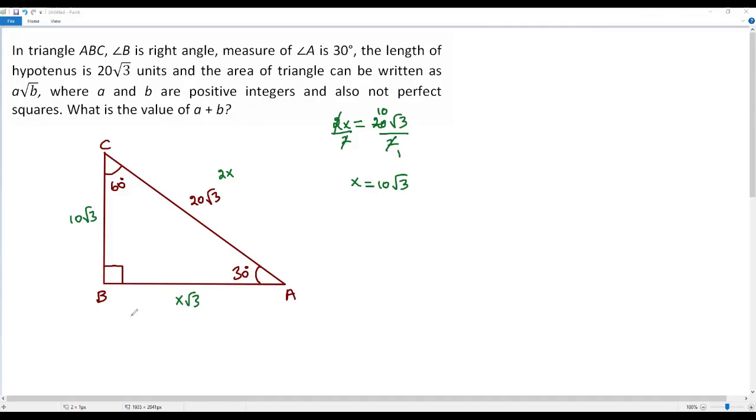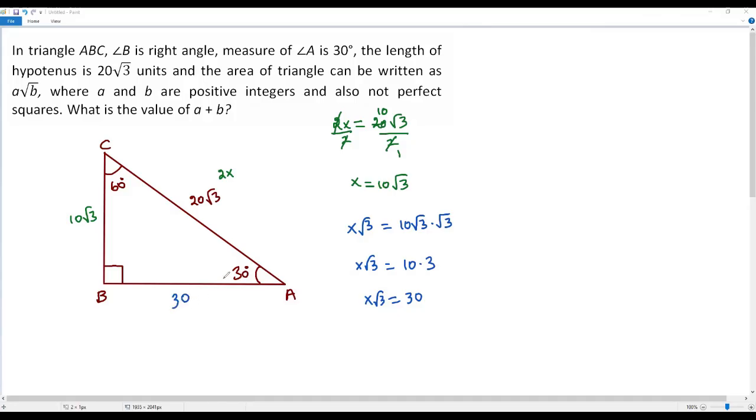Now to get the length of the leg AB, we have to get the value of x times square root of 3. Let's multiply both sides of this equation by square root of 3. Then we have x times square root of 3 on the left side. On the right side, 10 times square root of 3 times square root of 3. When I multiply square root of 3 and square root of 3, I am getting 3. Here x times square root of 3 equals 10 times 3, which is 30. I got the value of x times square root of 3, that is 30. Let me replace x times square root of 3 by the value I got, that is 30.